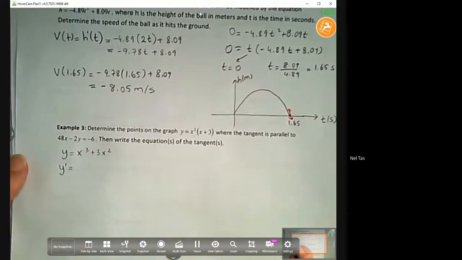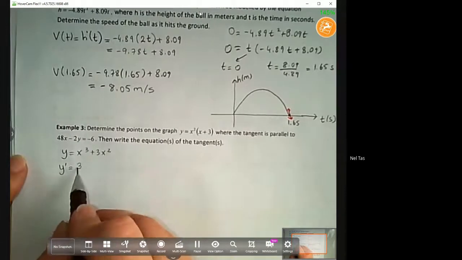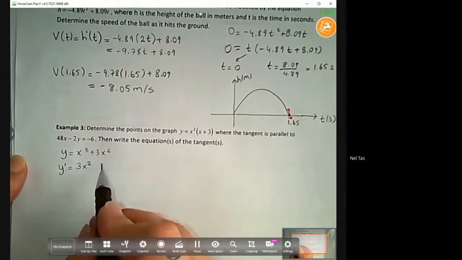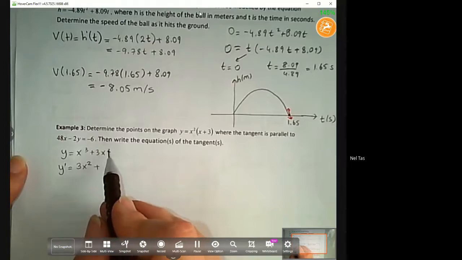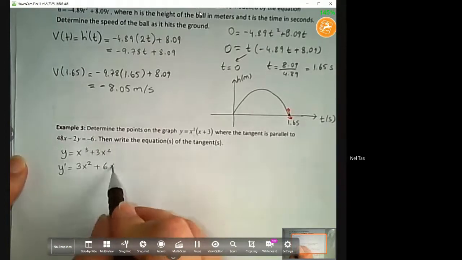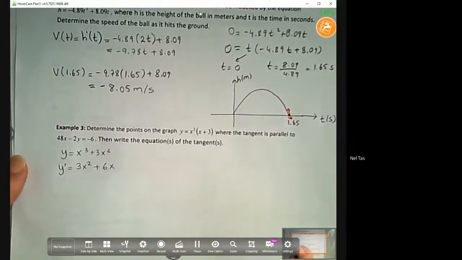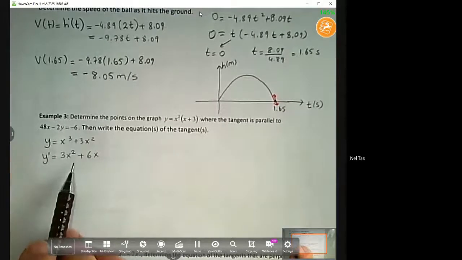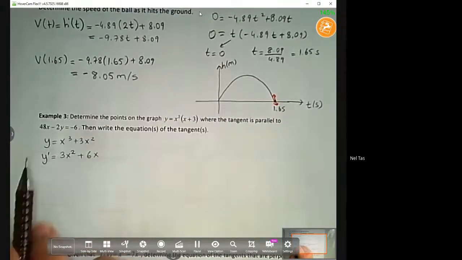So drop the exponent, 3x. Decrease the exponent by 1, 3x squared. Plus, I'm going to use a shortcut here: multiply the exponent by the coefficient, 6, and decrease the exponent by 1, x. So that is the derivative function. We will be able to calculate the slopes using this derivative function.